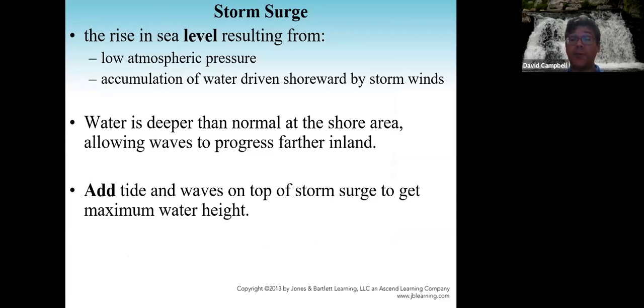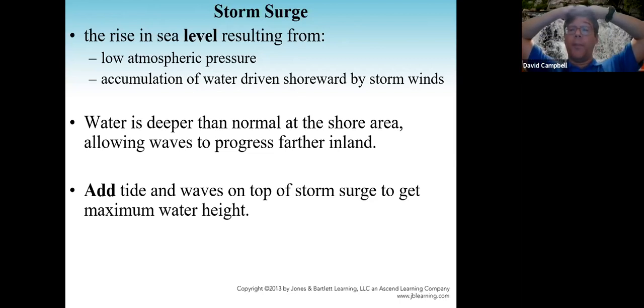Some additional special types of waves. Storm surge. We mentioned this a bit with looking at hurricanes. This is an effective rise in the sea level in an area. This results in part from the low atmospheric pressure associated with storms. Again, we noted in the hurricane lab that hurricanes, and for that matter, basically all types of stormy weather, are associated with lower pressure. If the air is pushing down less, then the water can push up more.